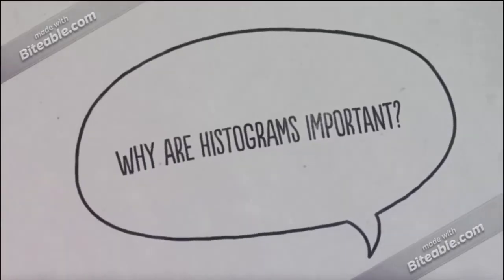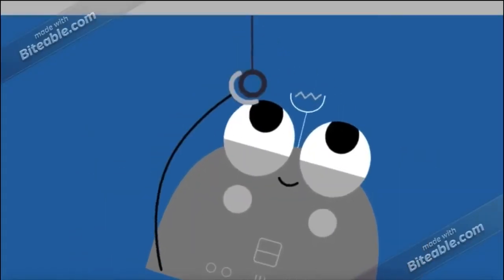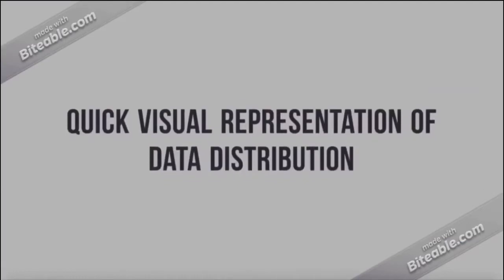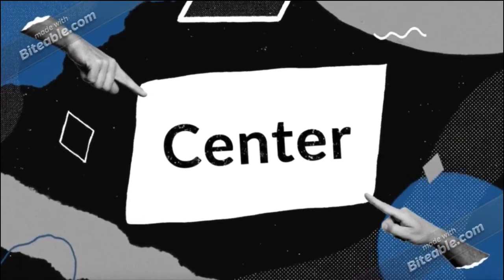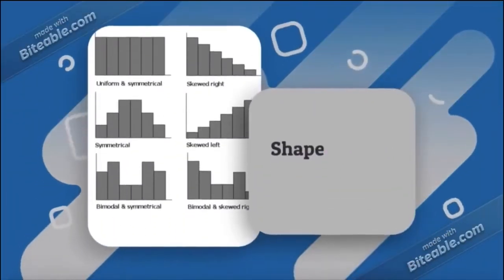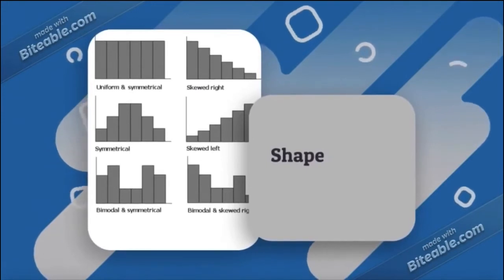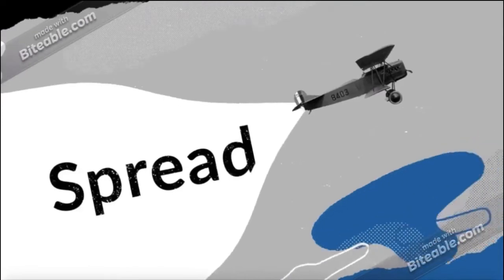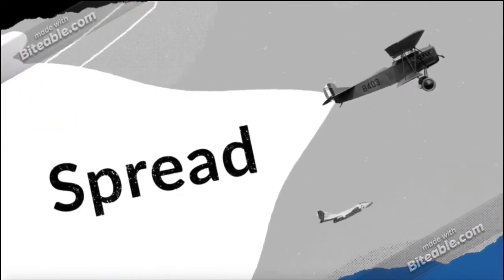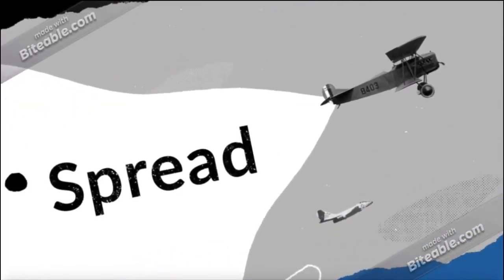Well, why are histograms important? Histograms provide a quick visual representation of data distribution that can help you determine where the center of the data lies, which is the median of the data, how the data is shaped, which provides information where the data is concentrated and its frequency, and how the data is spread across the graph, which indicates variation and if a process is capable or not.